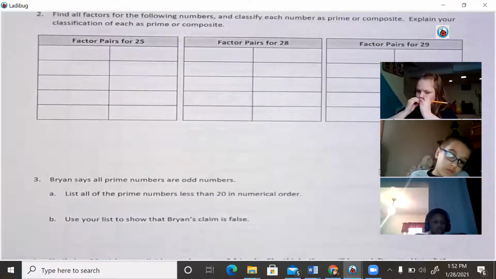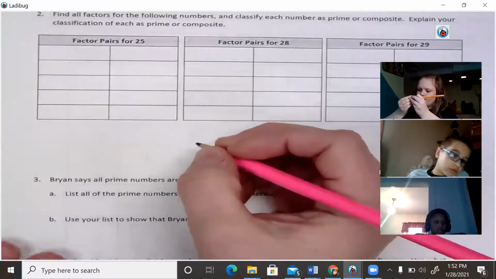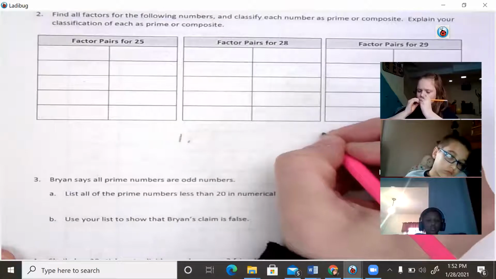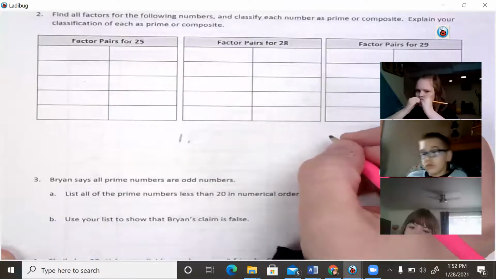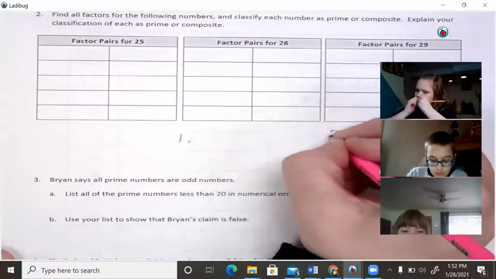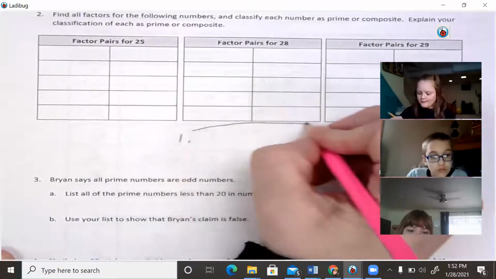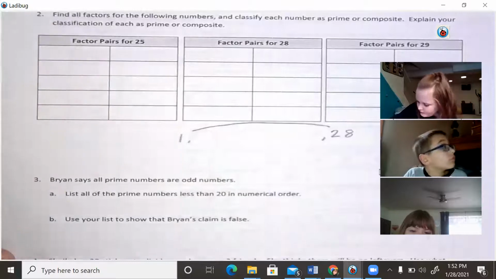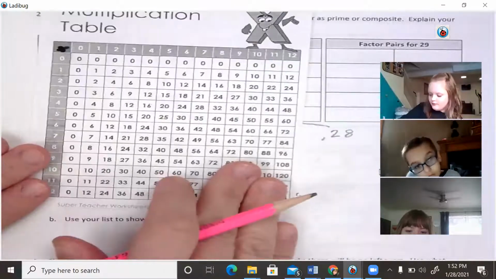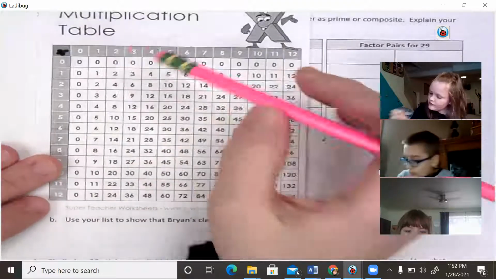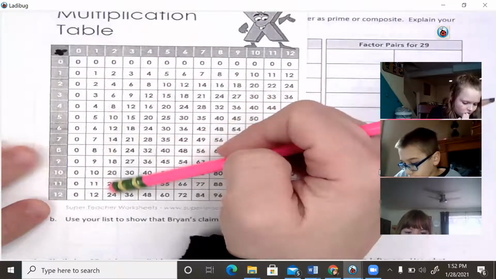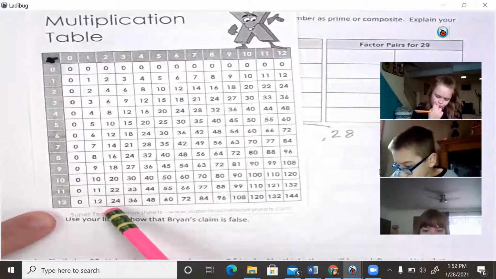What's my first factor pair for 28? 1 times 25. No, 1 times 25 doesn't give me 28. I mean, 1 times 28. Okay, so I'm going to connect those. Now I'm going to look at my multiplication chart. Does 2 times anything give me 28? This might not help. If we go the whole way down, 2 times 12 gives me 24.